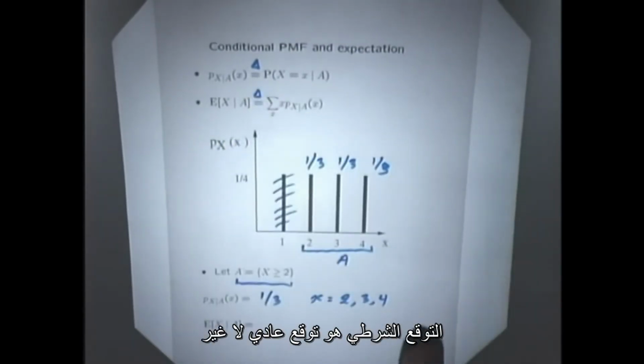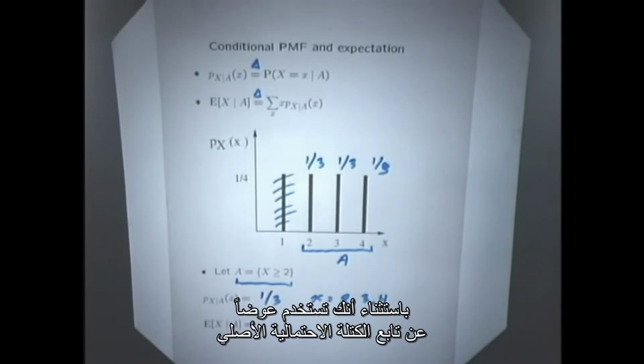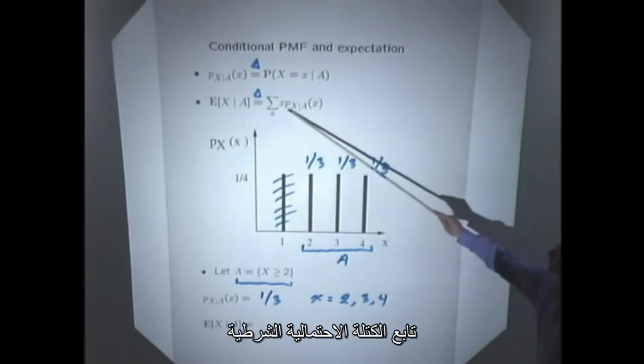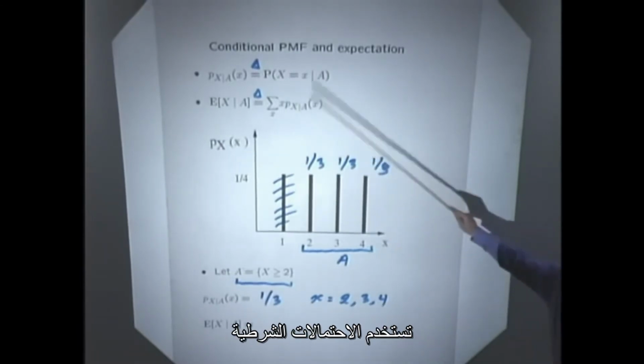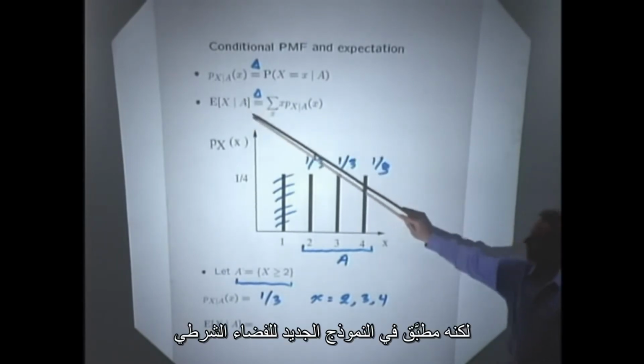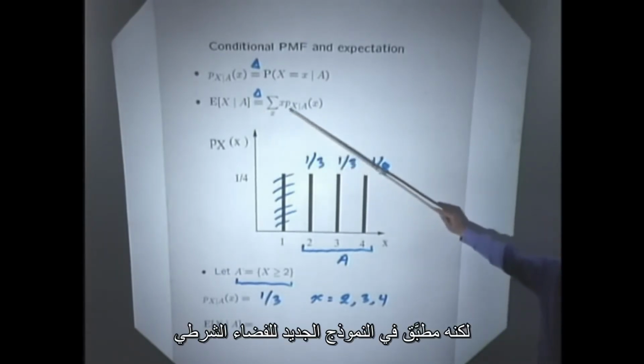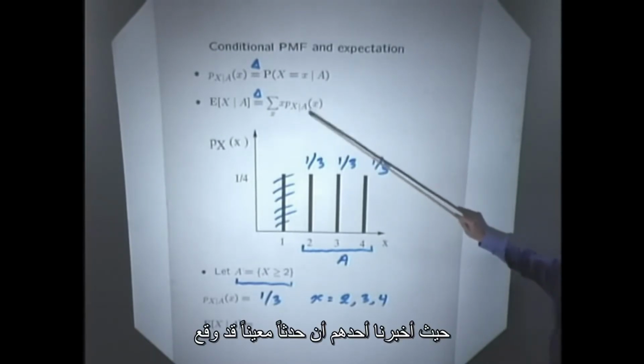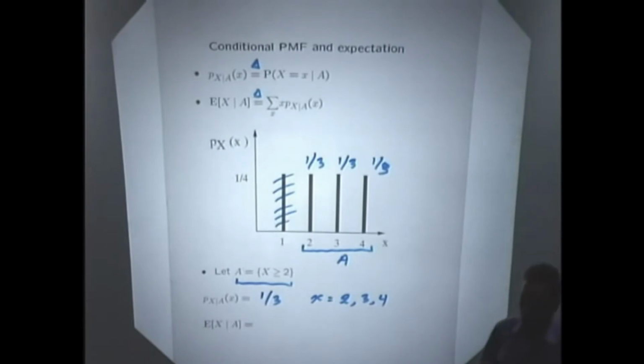The conditional expectation is nothing but an ordinary expectation, except that you don't use the original PMF, you use the conditional PMF, you use the conditional probabilities. It's just an ordinary expectation, but applied to the new model that we have, to the conditional universe where we are told that a certain event has occurred.